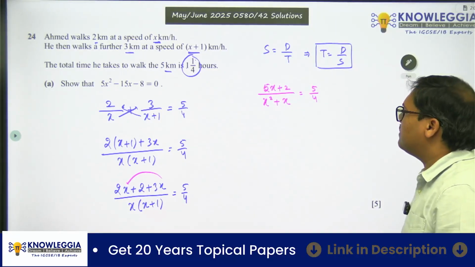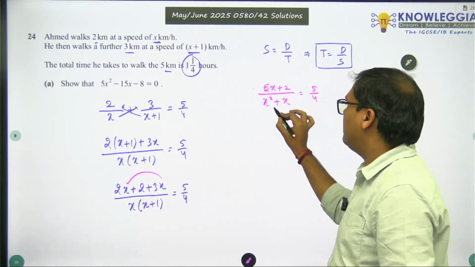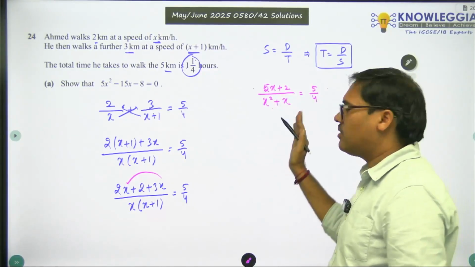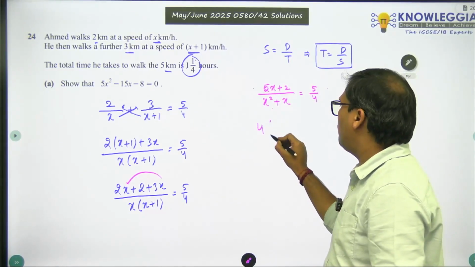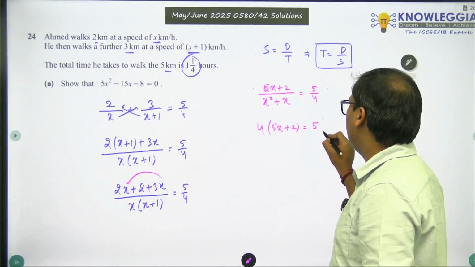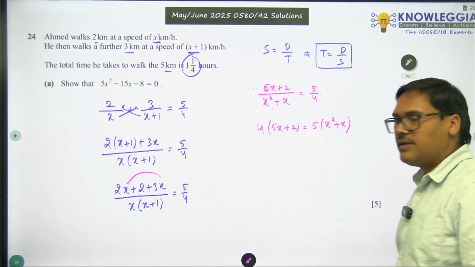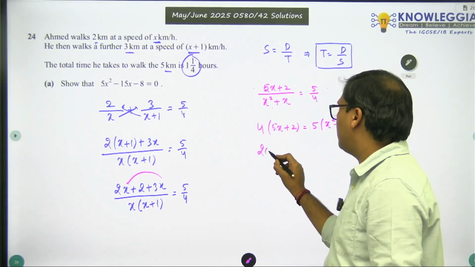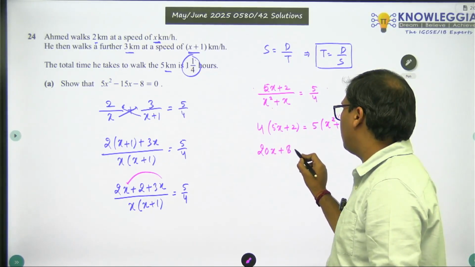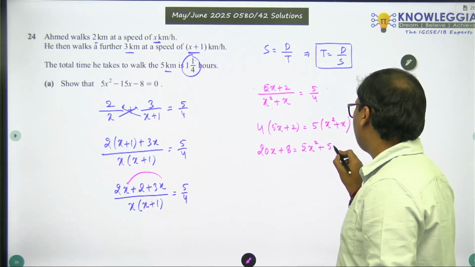Now how will you simplify this? Multiply both sides with 4. So this 4 will come on this side, and x square plus x will cross multiply on this side. So this is 4 multiplied with 5x plus 2, and this is 5 multiplied with x square plus x. So now let's simplify this. This is 20x plus 8. Opening the brackets, this is 5x square plus 5x.